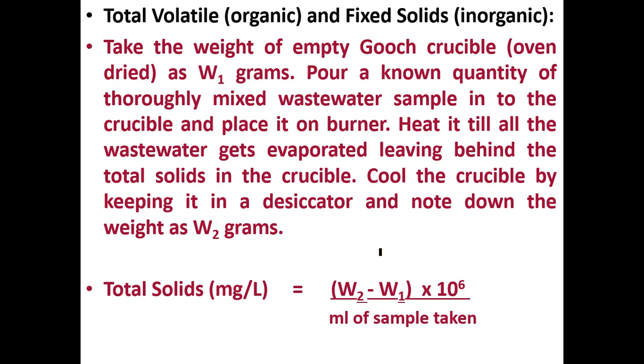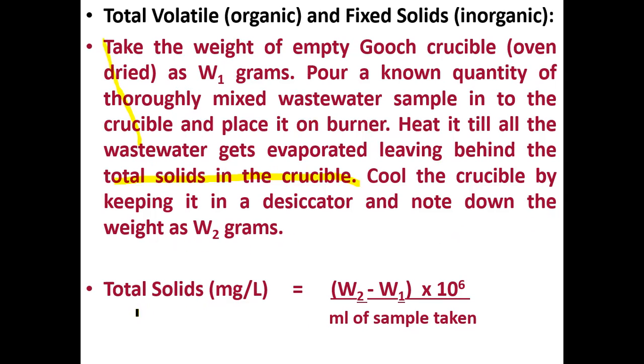Take the weight of an empty Gooch crucible, oven dried, again the same W1. Pour a known quantity of wastewater, after thoroughly mixing it, into the crucible and place it on a burner. Heat it till the wastewater evaporates, leaving behind the total solids in the crucible. Till this point, it is the same procedure as for total solids. Now cool this crucible in a desiccator and note down the weight as W2.